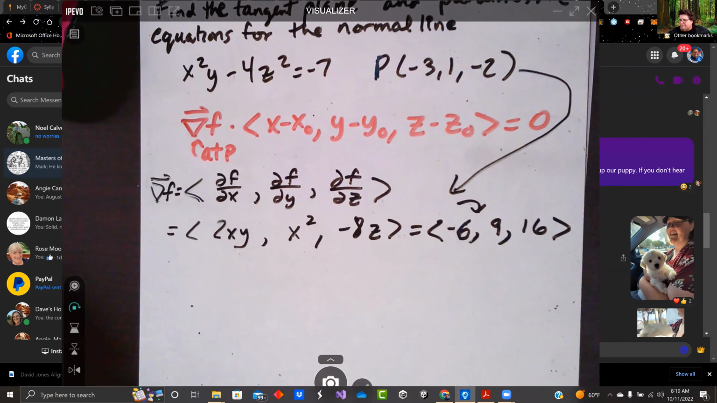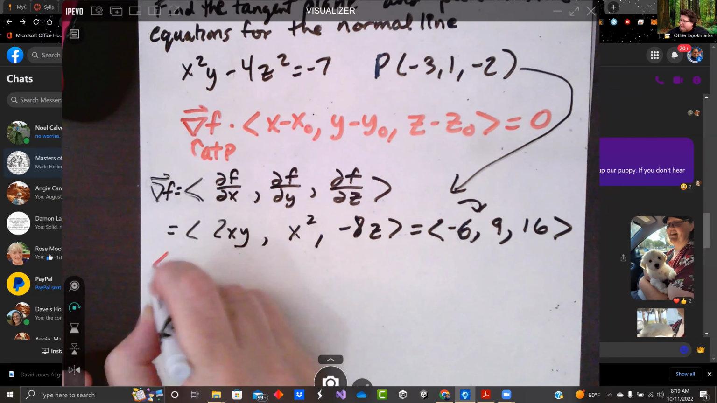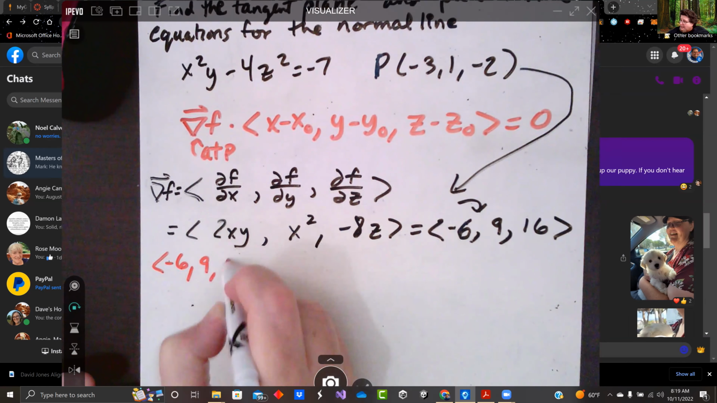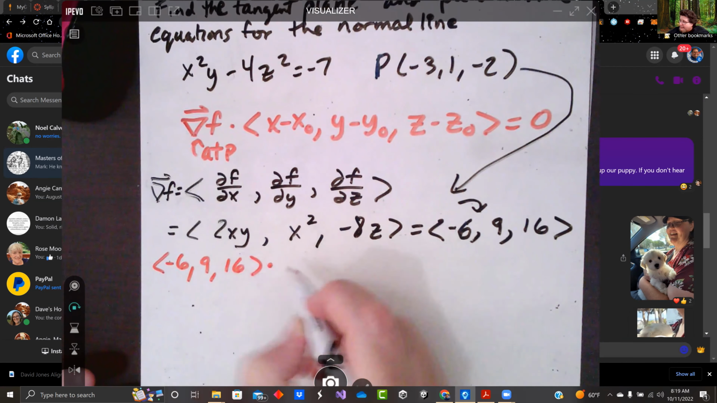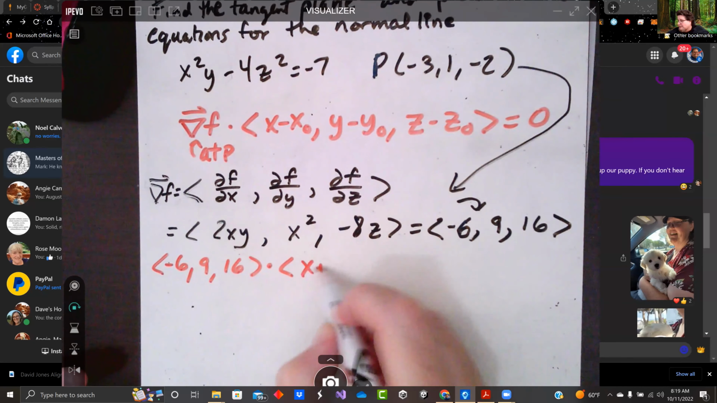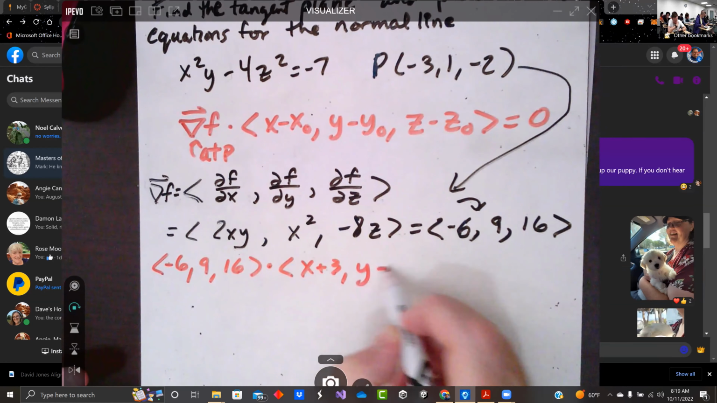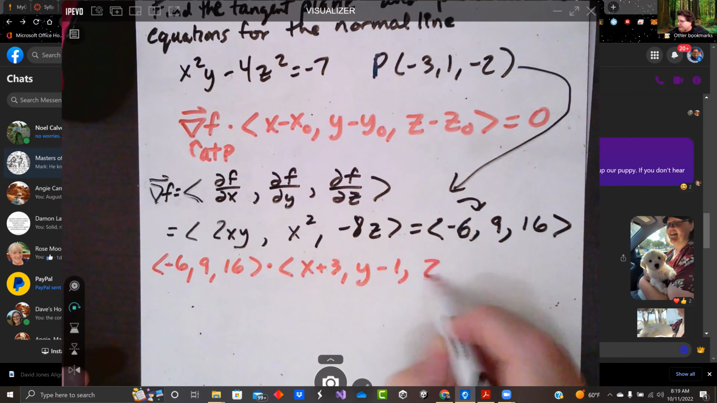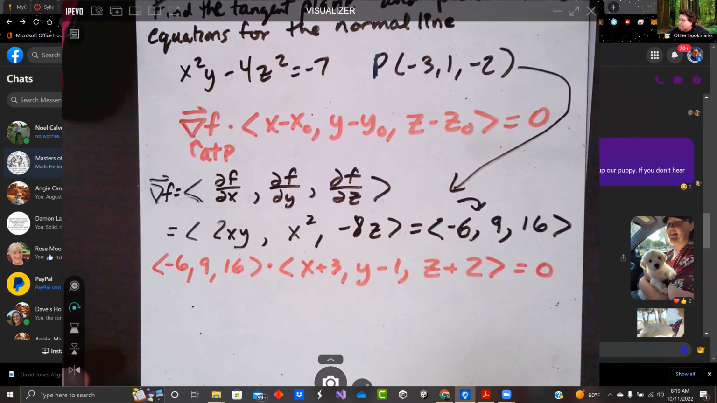So that should be what you got for the gradient of f at that point. What we're doing is we're taking that -6, 9, and 16, and we're dotting it with x minus x naught, which would be x plus 3, y minus 1, and z plus 2. And that should equal 0.